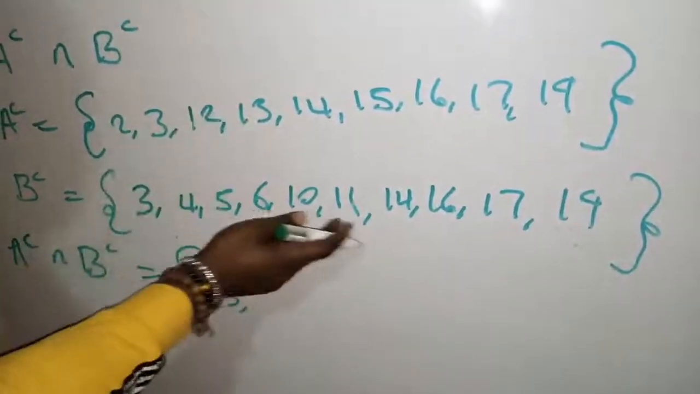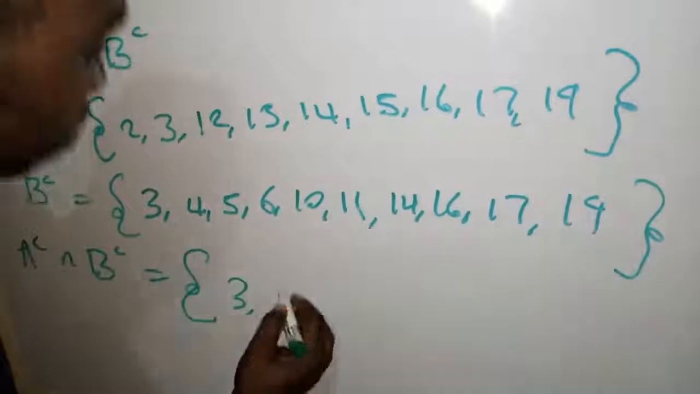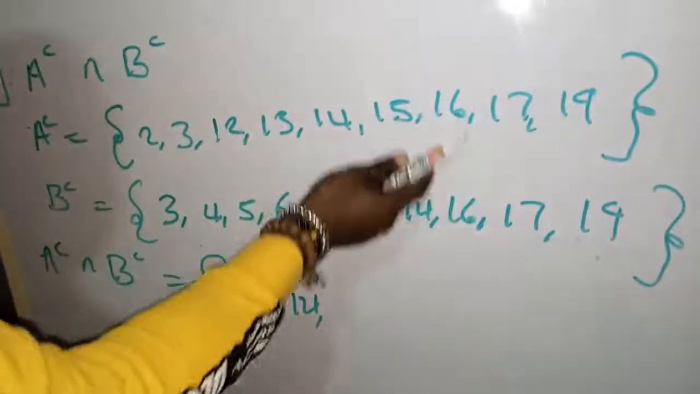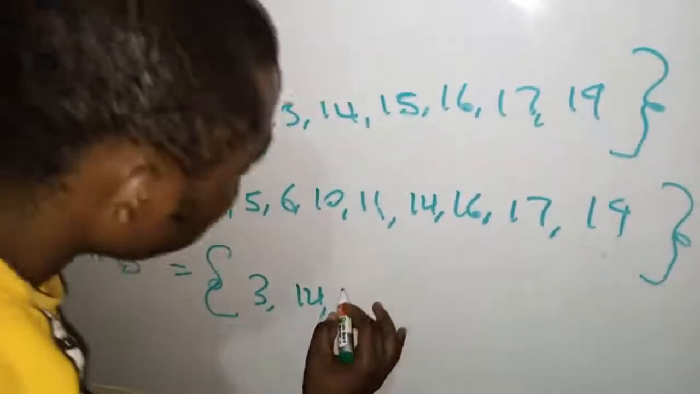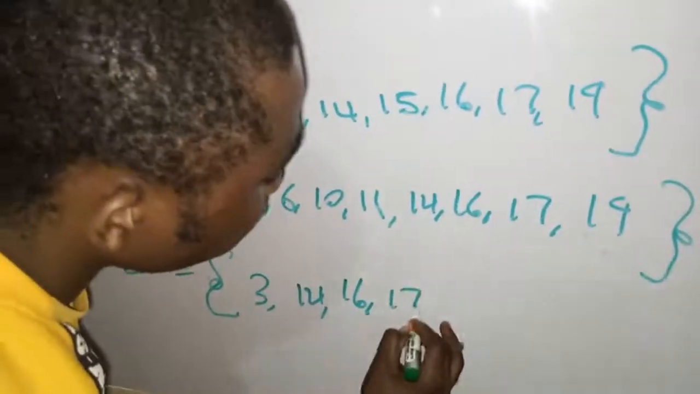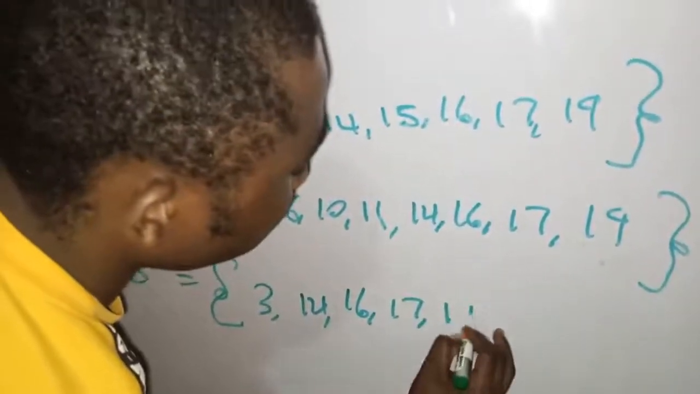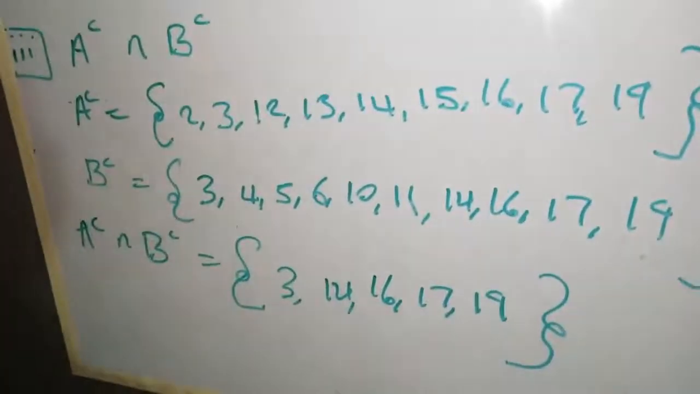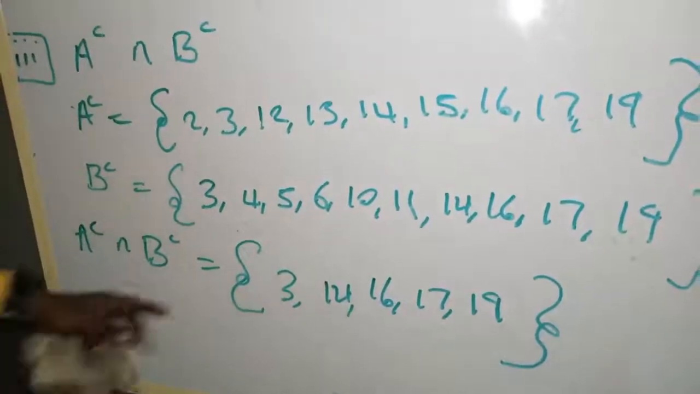3 can be found. 14 can be found. 16 can be found. 17 can be found. Then 19 can be found. So that is all about A intersection B complement.